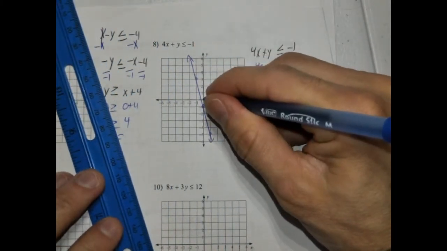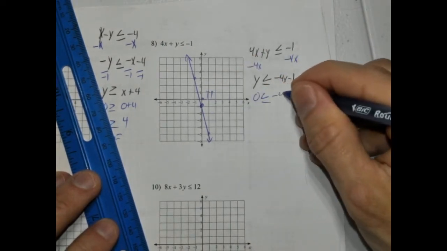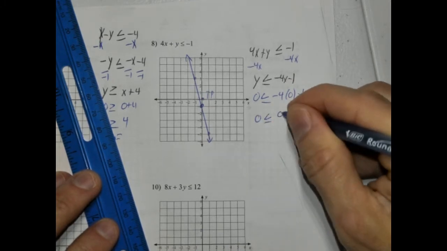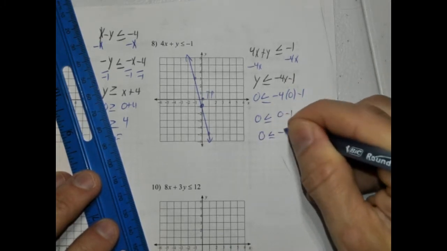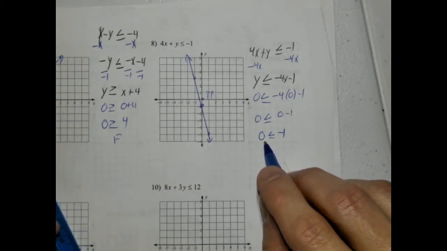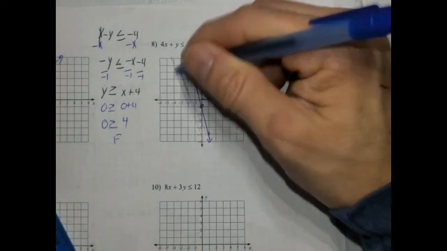Okay, use our test point, which is awfully close to the line, but it's not on the line, so we can still use it. So plug in zeros for our coordinates. 0 is less than or equal to 0 minus 1. 0 is less than or equal to -1. And that is a false statement. 0 is larger than -1. Be careful. So because it's false, we're going to go away from the test point.